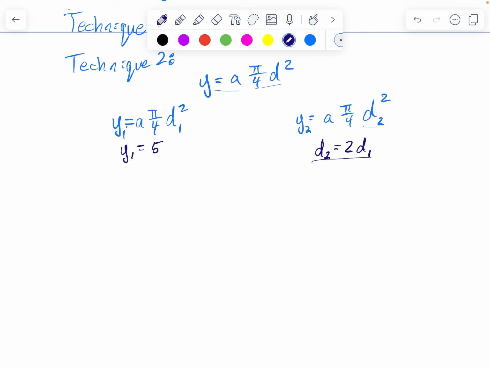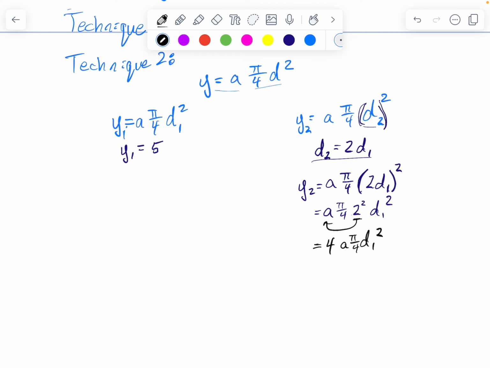We're going to substitute that into our right-hand equation, but it's important to note that in our equation, d2 as a quantity is getting squared. So we need to think about that being in parentheses, so that when we substitute in 2 times d1, it's that total quantity that's getting squared. Now we're just going to expand that out. Of course, the 2 squared gives us a 4, but we are not going to cancel that out with the 4 in the denominator beneath pi. Instead, we're going to bring it out front. So that leaves us with 4 times a quantity of little a times pi over 4 times d1 squared.